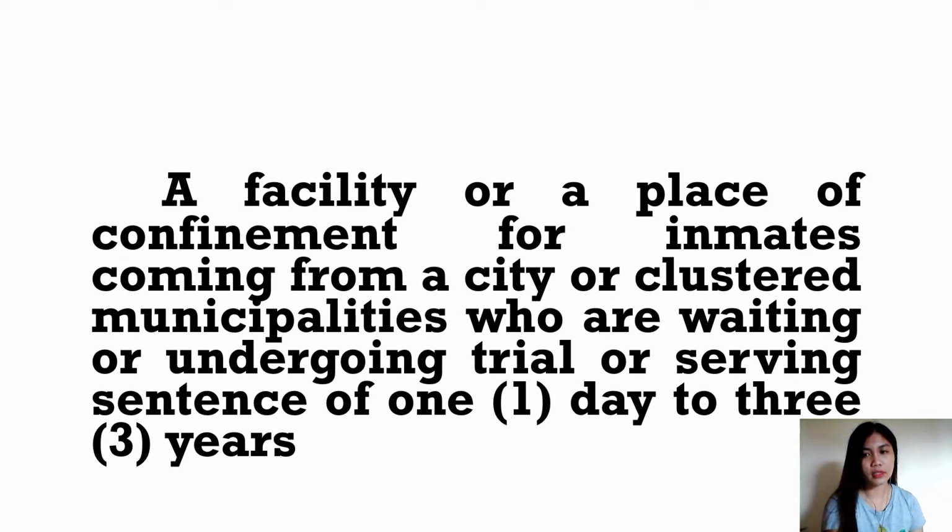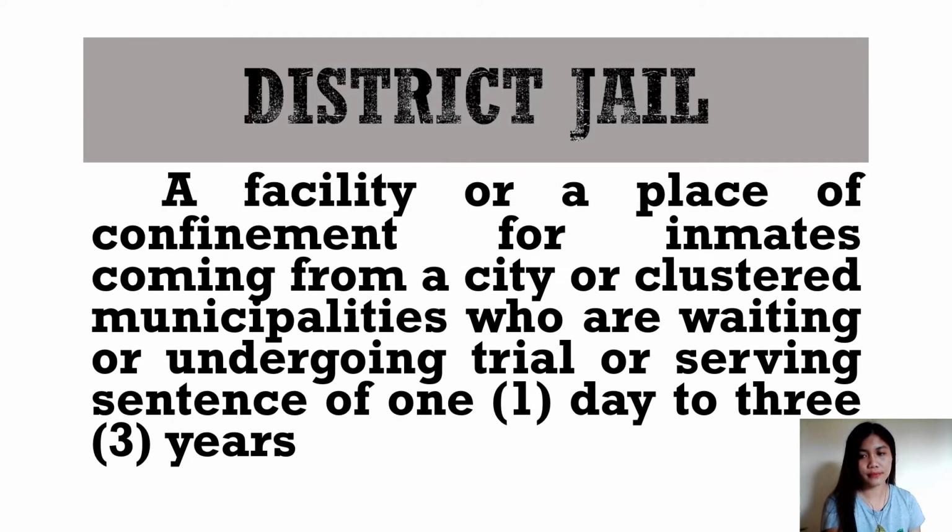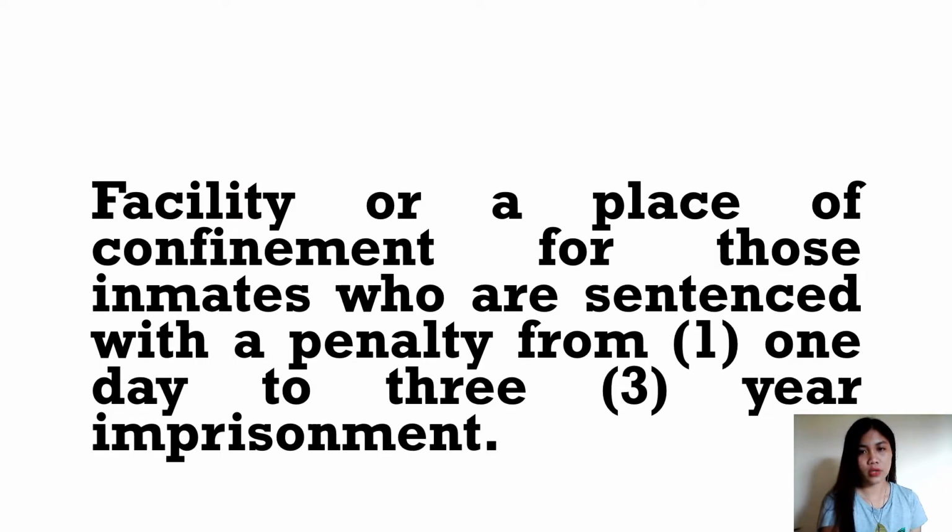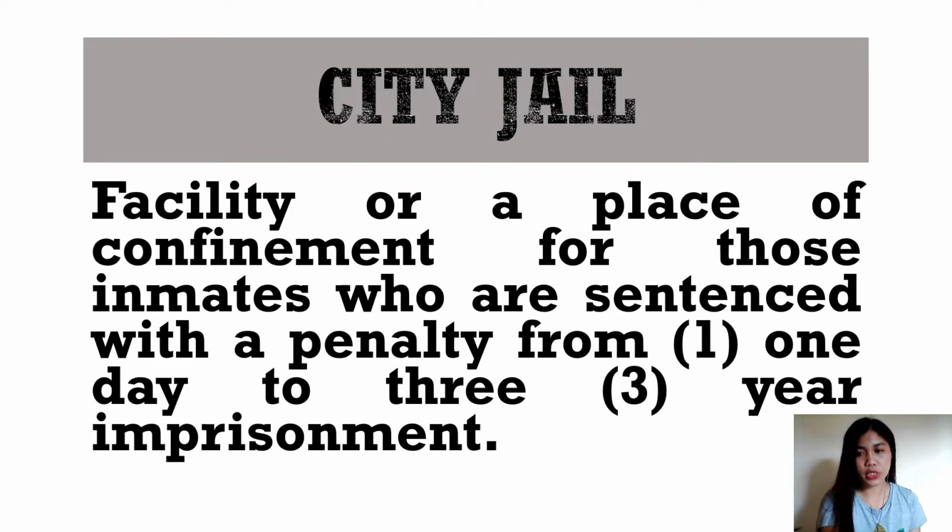Now, let's have the district jail. So, district jail is a facility or a place of confinement for inmates coming from a city or clustered municipalities who are waiting or undergoing trial or serving sentence of 1 day to 3 years. Also have city jail. So, city jail is a facility or a place of confinement for those inmates who are sentenced with a penalty from 1 day to 3 years of imprisonment.